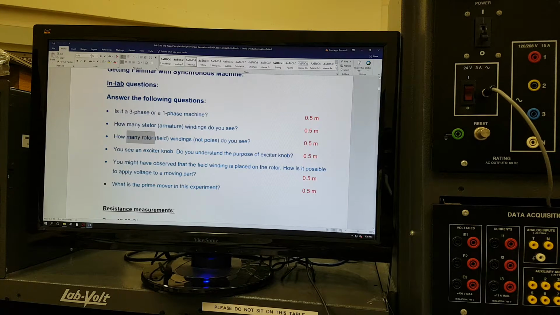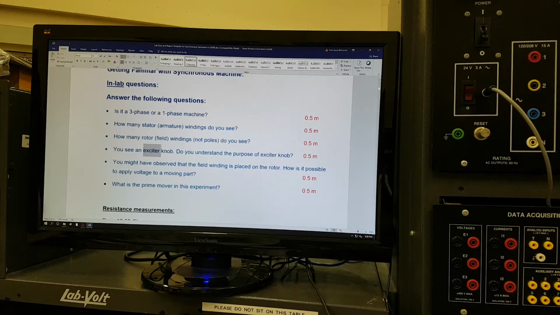On the rotor side, that is the field side, how many windings are there? I think 7 and 8 will give you the idea. And for the stator winding, terminals 1, 2, 3, 4, 5, 6. Those things will give you an idea. Each winding will have 2 terminals, so there are 6 terminals. You should be able to figure out how many windings are there.